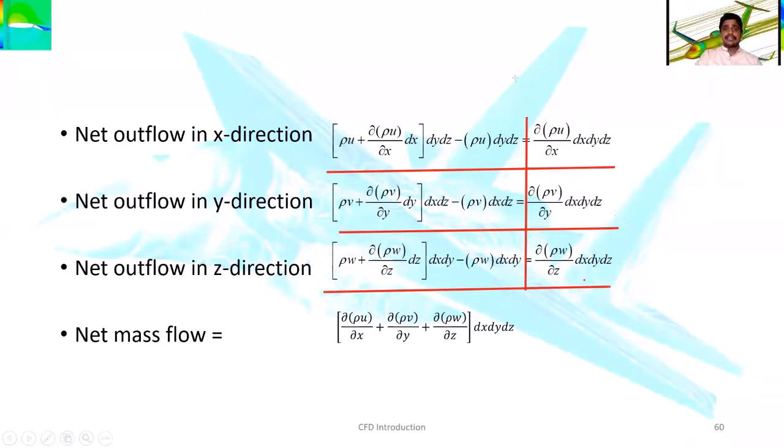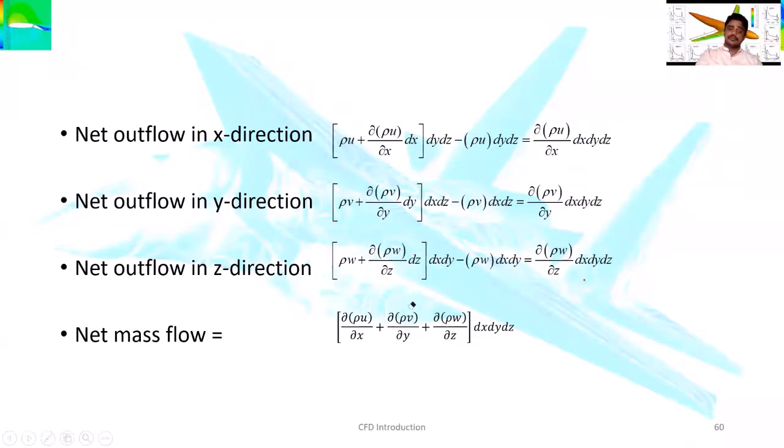But the net resultant is actually for the infinitesimal control volume, which is fixed in space. The resultant is a summation of all the three directions. So finally the net mass flow out of this control volume is ∂/∂x of ρu, ∂/∂y of ρv, ∂/∂z of ρw, into dx dy dz, where I have taken all three equations, resulting in the net mass flow out of the control volume.